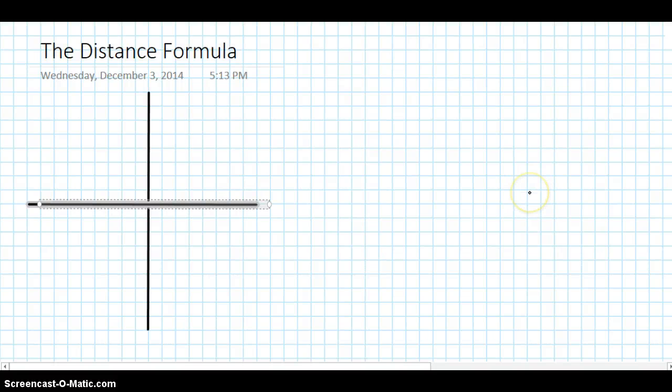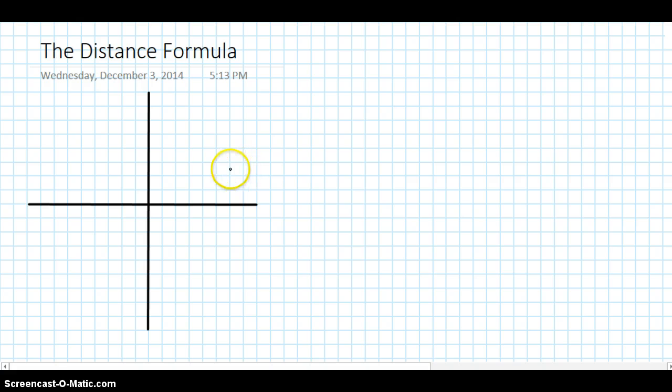Right, so in today's lesson, we want to expand our knowledge of the Pythagorean theorem to a common formula known as the distance formula. And what this formula is going to tell us is the distance of a straight line between 2 points.